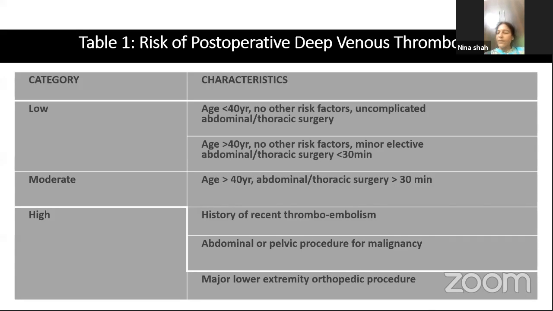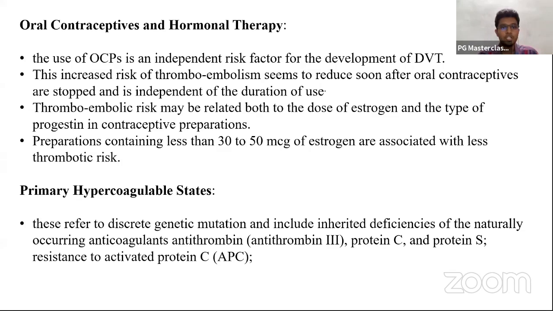Oral contraceptives and hormonal replacement therapy are themselves independent risk factors for development of deep vein thrombosis. After cessation of oral contraceptives, there seems to be a decrease in the risk, and it is independent of the duration of use. Thromboembolic risk may be related both to the dose of estrogen and the type of progesterone used in contraceptive preparations.